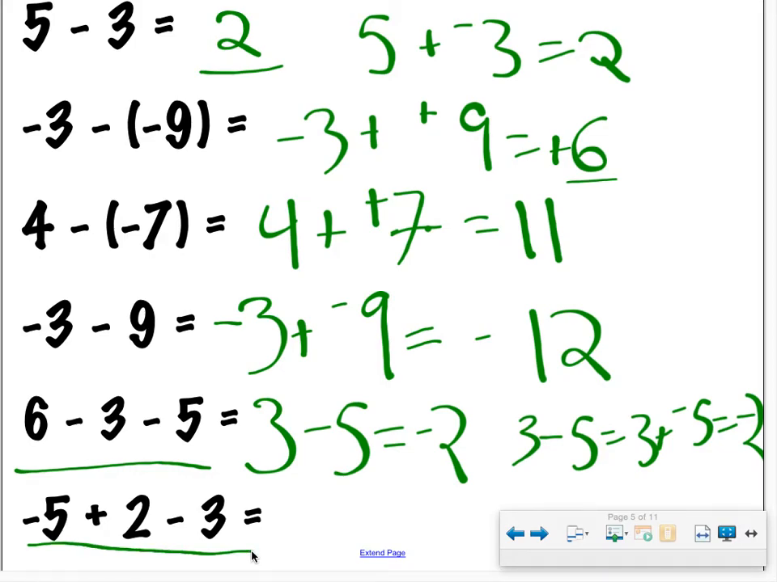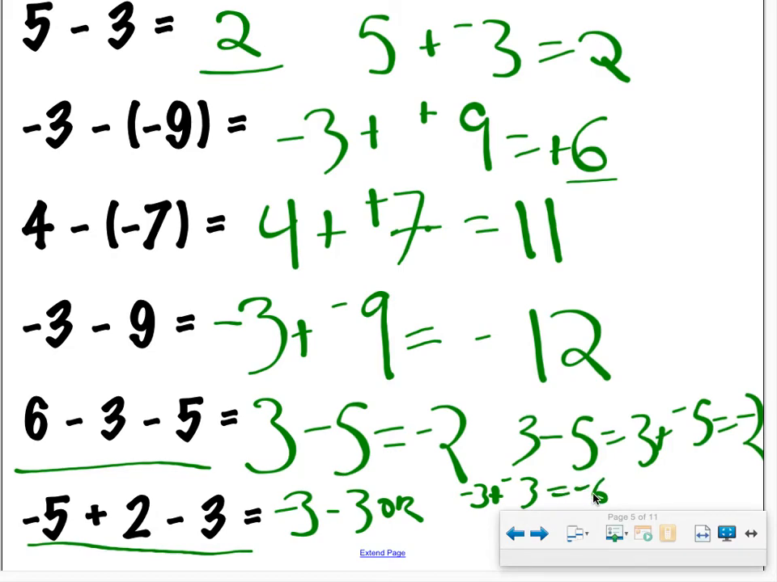All right, lastly, negative 5 plus 2 minus 3. So negative 5 plus 2, we know we find the difference, which is 3, and keep the larger sign, so it's negative. So now we just have negative 3 minus 3, or negative 3 plus negative 3 equals negative 6.